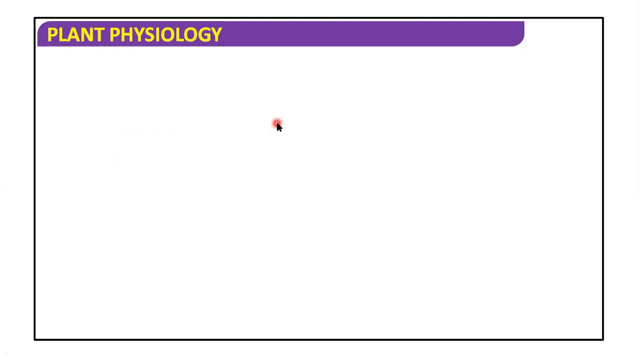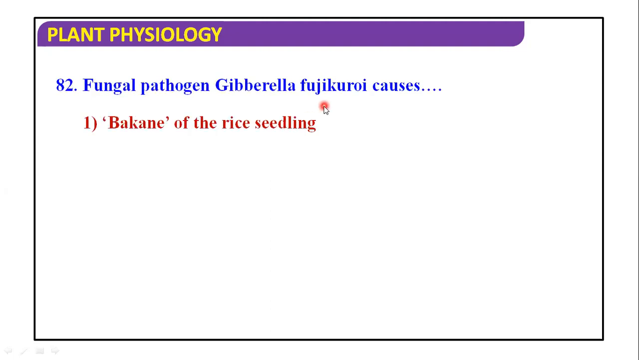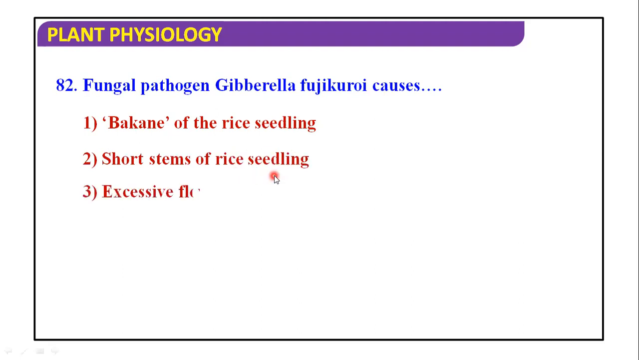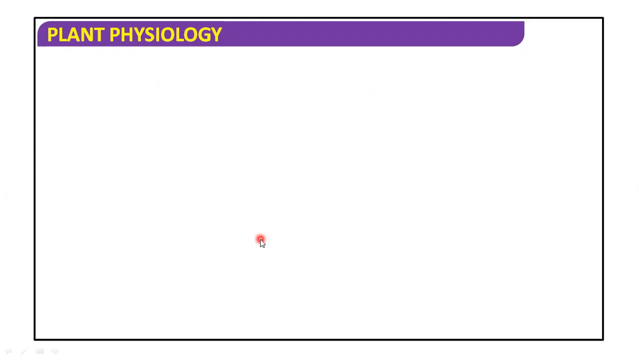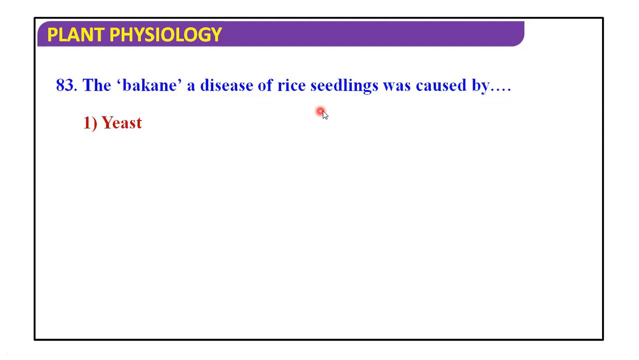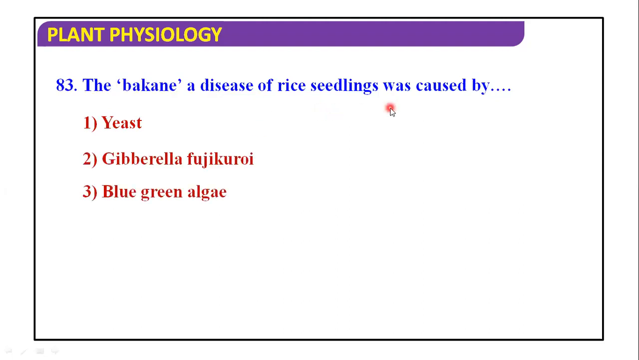Answer is auxin. Next, the fungal pathogen Gibberella fujikuroi causes decay of rice seedlings, short stems of rice seedlings, excessive flowering in oats, or leaf fall in oats. Answer is bakanae of rice seedling. The bakanae disease of rice seedling was caused by yeast, Gibberella fujikuroi, or blue-green algae fertilizer. And answer is Gibberella fujikuroi.